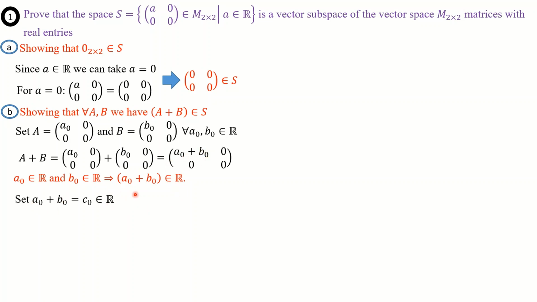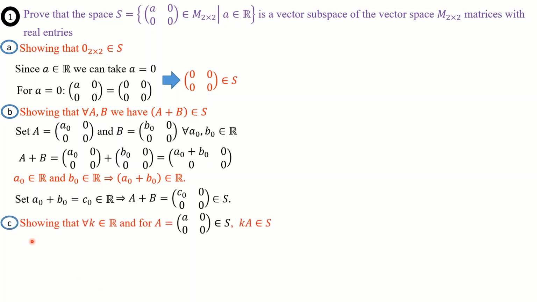So if I set A0 plus B0 equal to C0, then C0 is also in the set of real numbers. From there I get A plus B equal to this matrix, replacing A0 plus B0 with C0. I am just making the addition look like this form, and then we conclude that it belongs to my subspace S, because C0 also belongs to the set of real numbers, as A0 does.